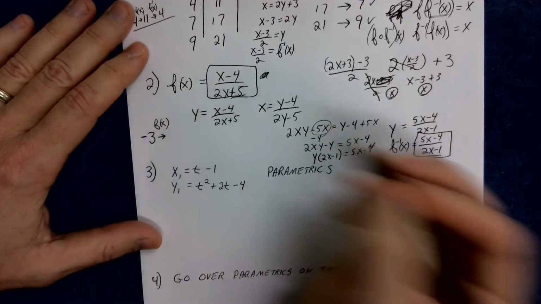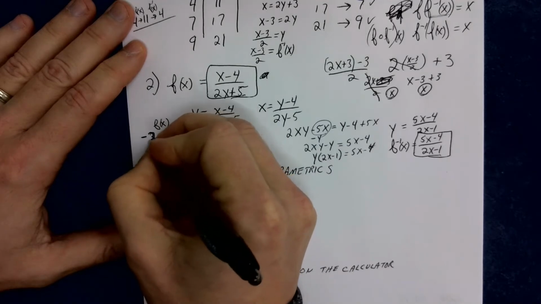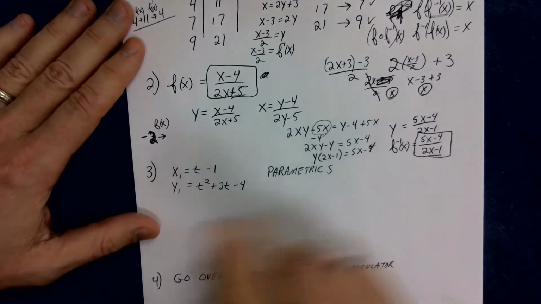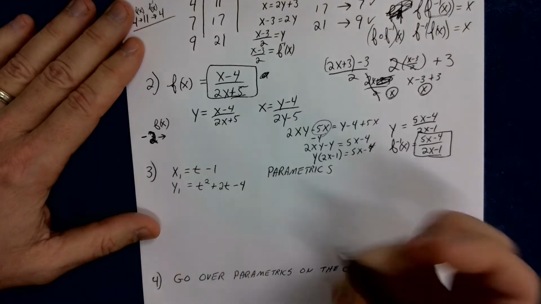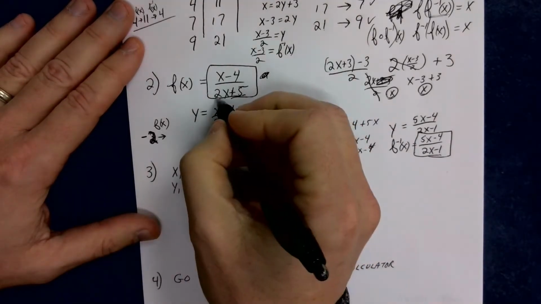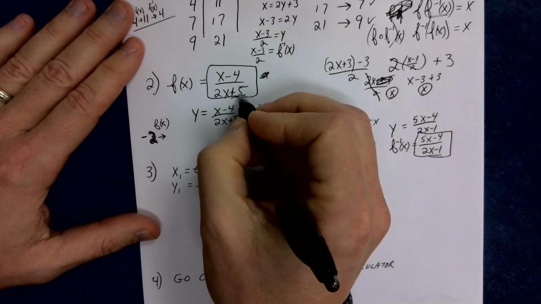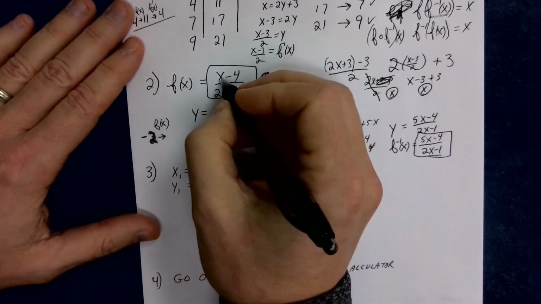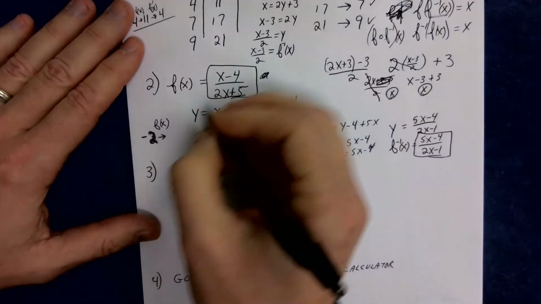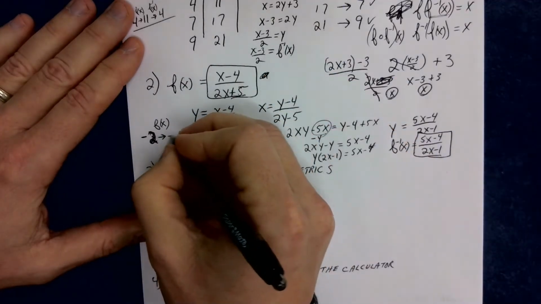Actually, let's use negative 2. I apologize. I wish you could just go backwards in time and fast forward through this last 30 seconds. Choose negative 2. 2 times negative 2 is negative 4 plus 5 is 1. That's what I wanted, 1 for the denominator. And then up in the top, negative 2 minus 4 is negative 6. Negative 6 divided by 1 is negative 6.